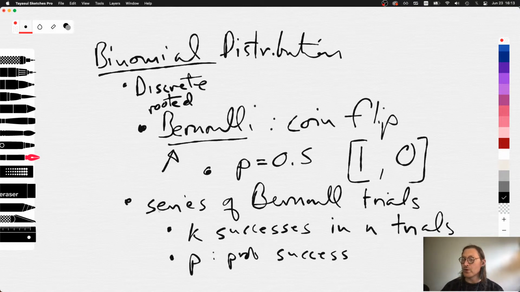So a binomial distribution we can think of as a series of Bernoulli trials where we are interested in k successes in n trials, where p is the probability of success.